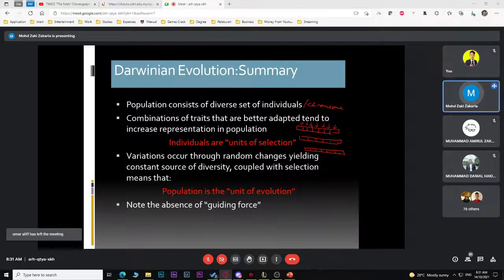And then combinations of traits that are better adapted tend to increase representation in the population. It means individuals are the unit of selection. So each chromosome or individual has what we call quality. So chromosome number 1 may be better than chromosome number 2. How to measure the quality? We can measure by using a fitness function.